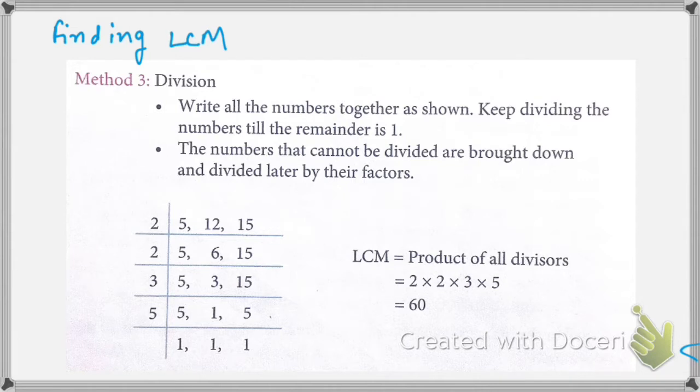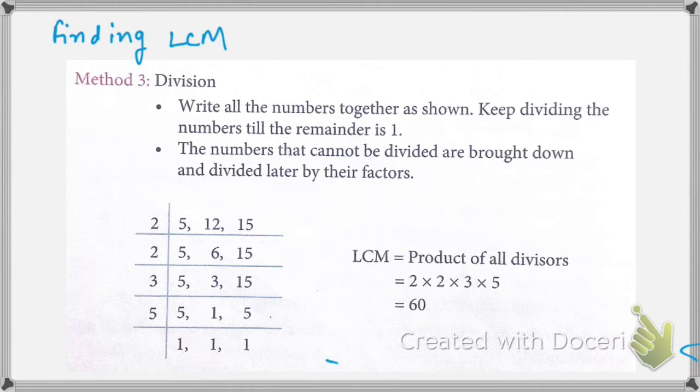So now we'll revise how to find LCM. We have already discussed how to find LCM. First, write all the numbers together as shown. Then we keep dividing the numbers till the remainder is 1. The numbers that cannot be divided are brought down and divided later by their factors.